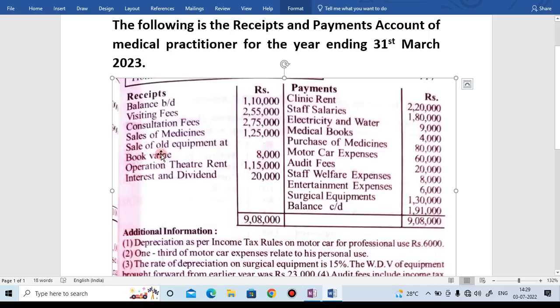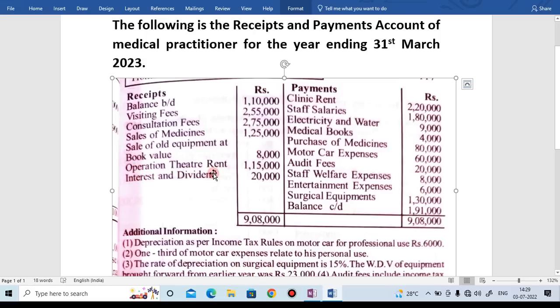Next is sale of old equipment at book value. Amount is 8,000. Now sale of old equipment at book value. Okay, that means surgical equipments 8,000. Now this we are not taking into the payment receipt. Why? Because there is some adjustment on surgical equipment.